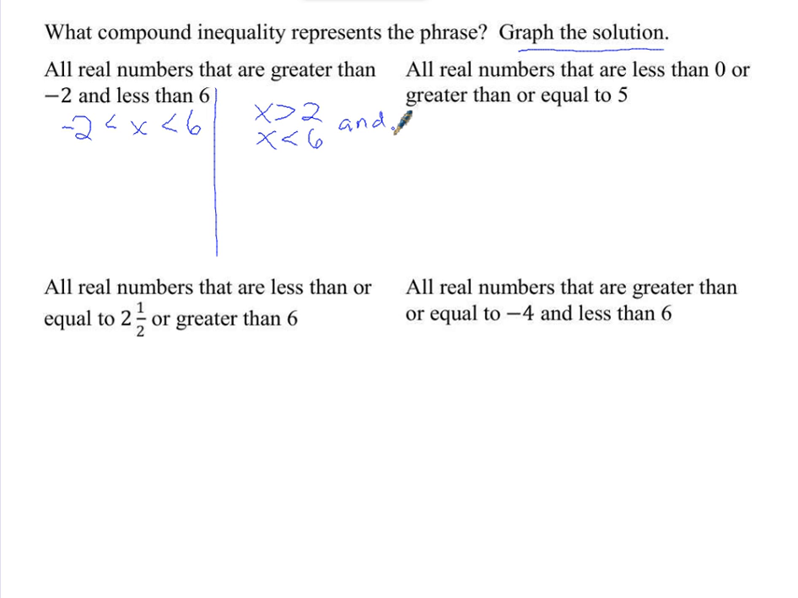Either way you want to write that, we can draw our graph. It's an AND statement. I have a -2 here, I have a 6 here. These are both just open dots. X is greater than -2 goes this way. X is less than 6 goes this way. It's an AND statement, so I'm going to connect the two. Anything in between works. Anything outside does not work.